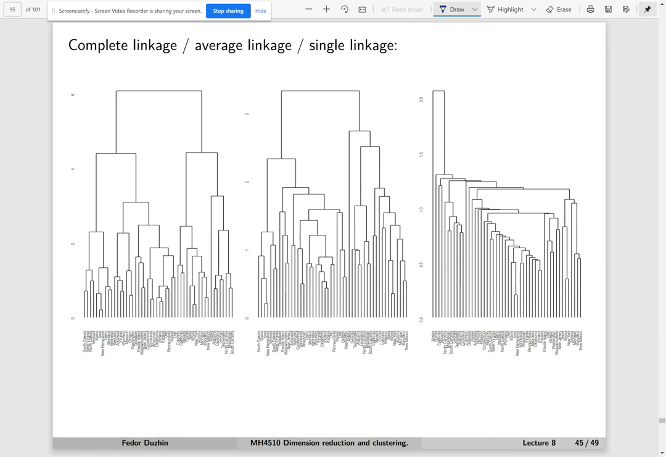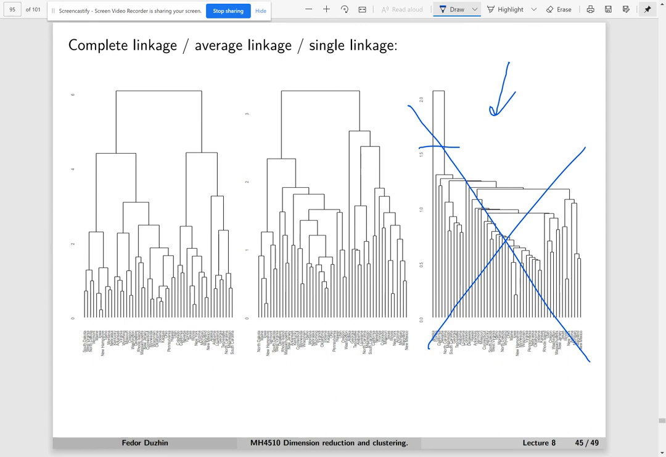But this is what it looks like for complete linkage, average linkage, and single linkage. So the right plot is single linkage, and of course it's not a good way to cluster our observations because if you choose two clusters, then one of the clusters contains just one observation, and the other cluster contains the rest of the observations, which doesn't really help much, right? So single linkage is not really a good way to do it usually. I mean, you can try, but usually it's not a good way.